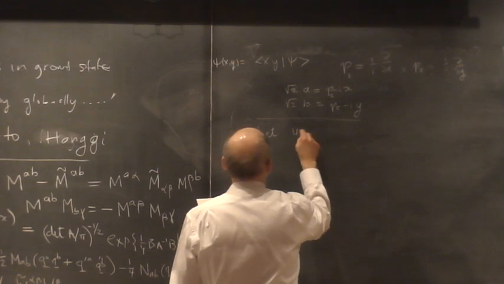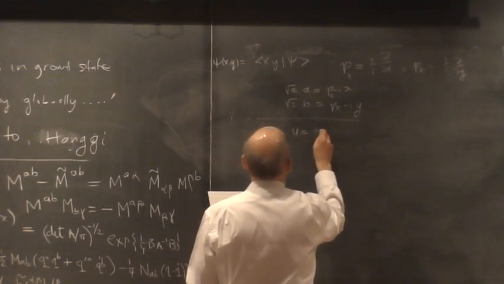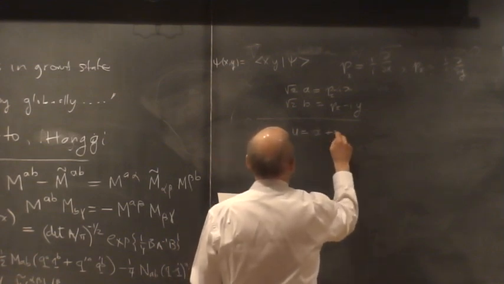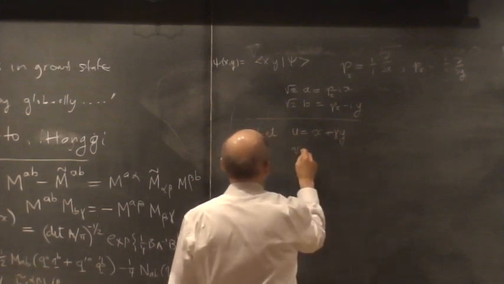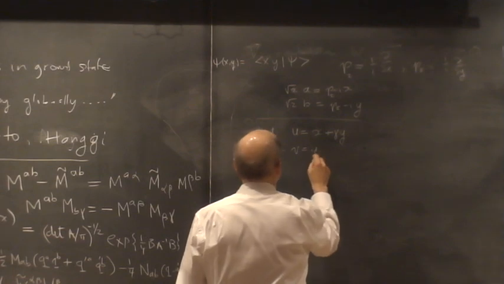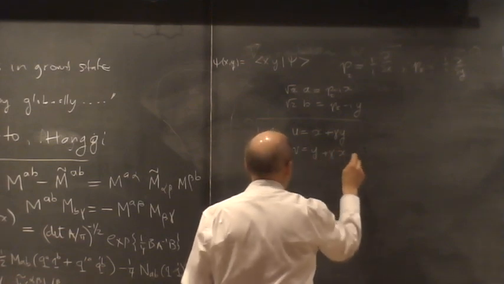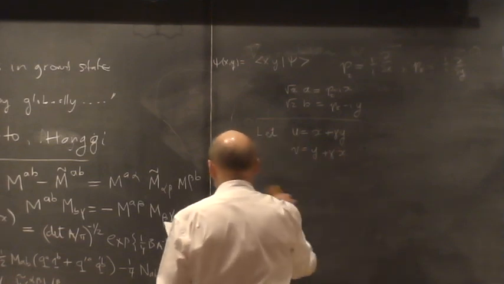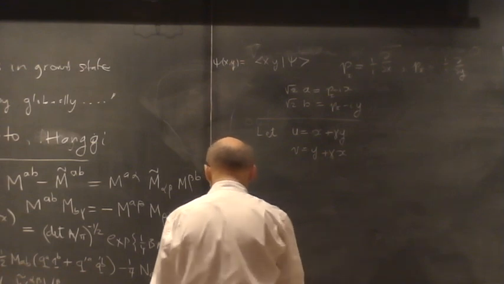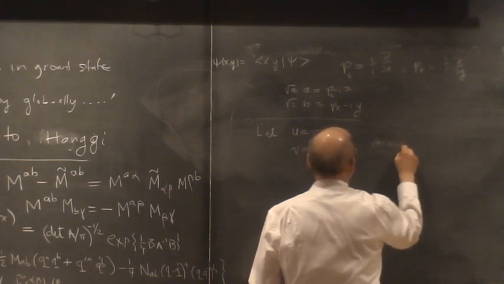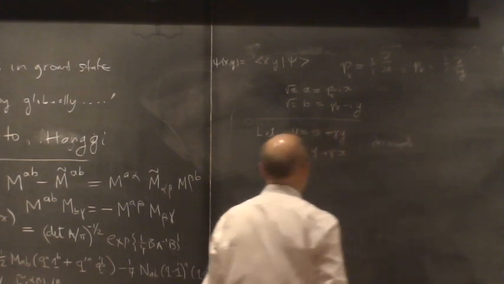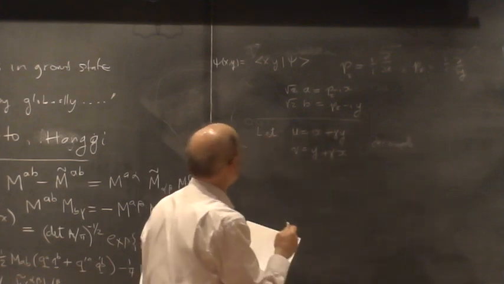I'll tell you the change of variables, and I won't go through it. If we define u as x plus gamma y, and v equal to y plus gamma x, then the two partial differential equations decouple. It now looks like two decoupled harmonic oscillators, and for those we know the ground state.